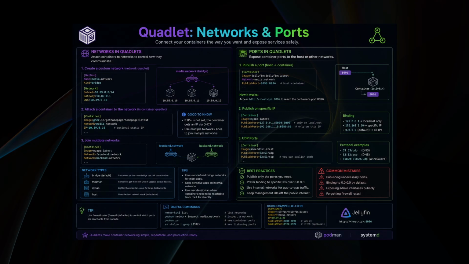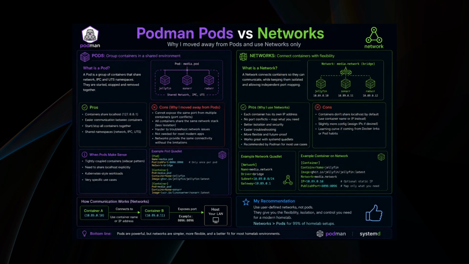You can create a network file, and I've done that for my media. Just simply create a Quadlet with a bridge and a subnet and a gateway. Then you create the pod file with, you know, just create Podman equals podman-pod, Network equals media.network.